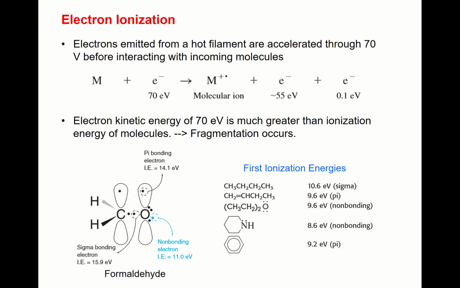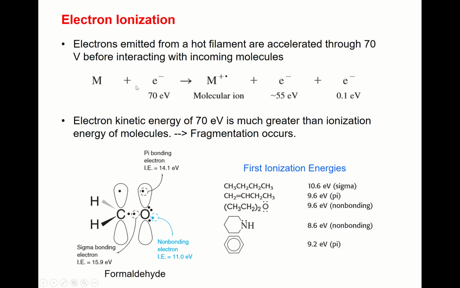Okay, let's continue. There are two ways of ionization. First one is electron ionization. That means using electrons to ionize molecules. Okay, so electrons are emitted from a hot filament and accelerated through usually 70 volts before interacting with incoming molecules.